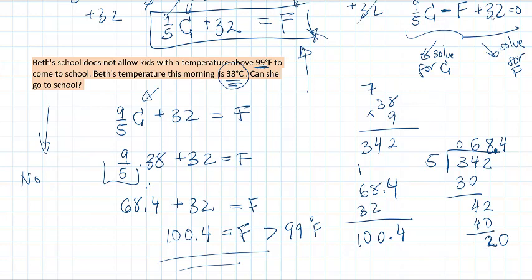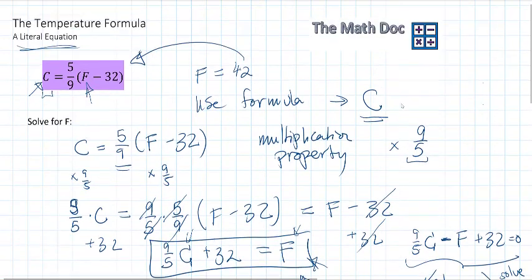All we did here was first solve for F in this literal equation. We had the literal equation for the measurement in Celsius and Fahrenheit. We solved for F, and then we used the solution to compare the two temperatures. So that was work with our first formula, the temperature formula, an example of a literal equation.